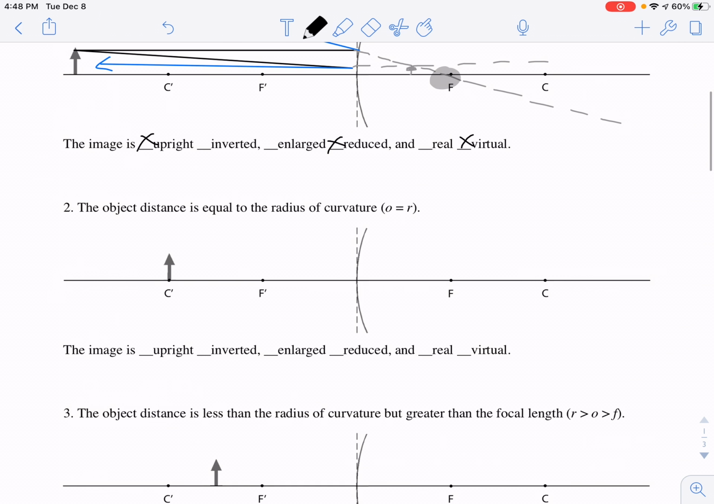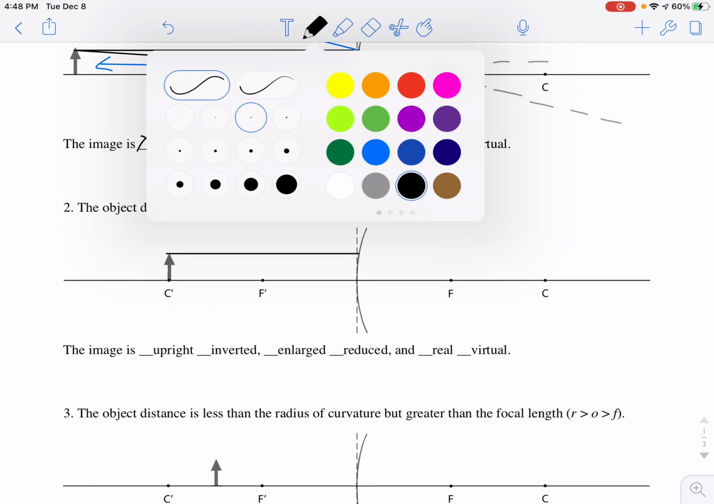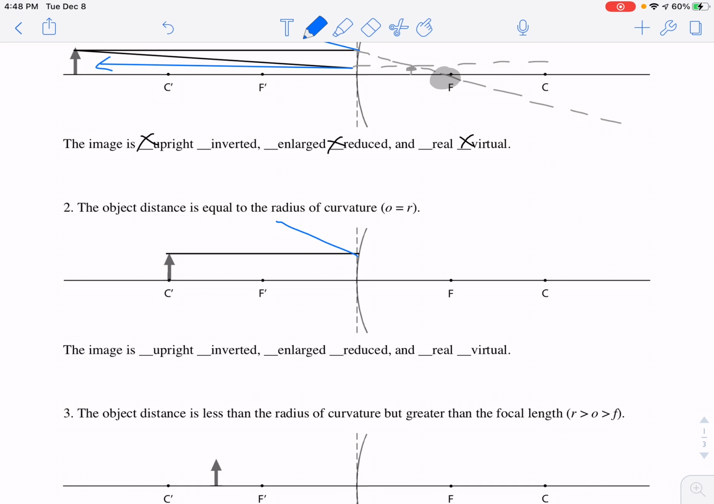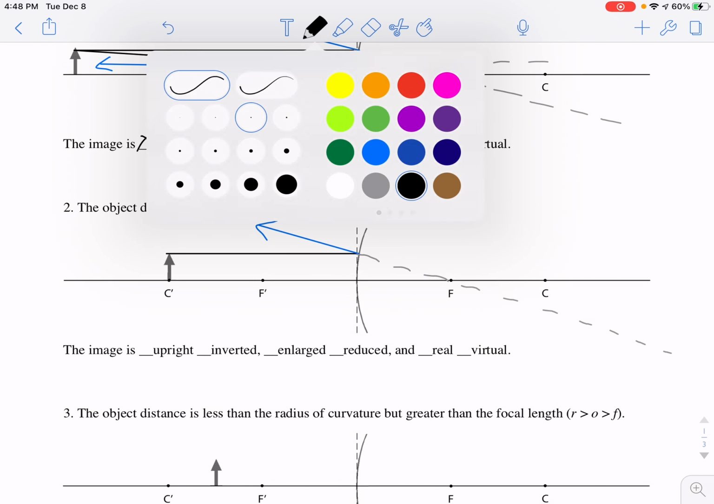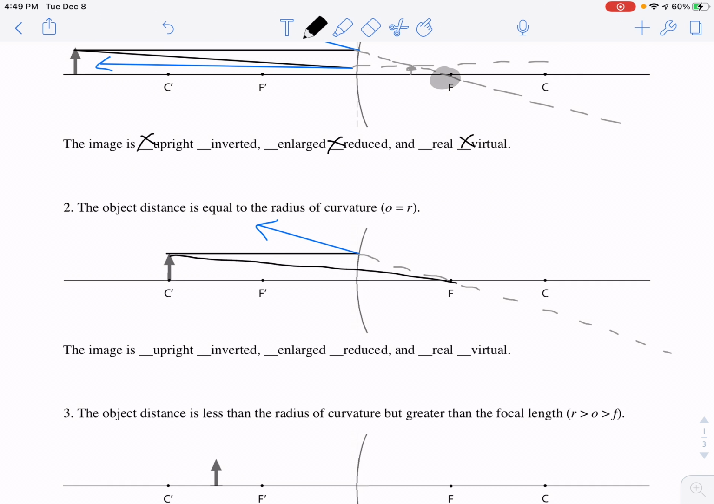Number 2. Now we move it a little closer. Parallel to the principal axis. We are going to reflect up at an angle such that the back ray goes back through the focal point, like that. Make it nice and long. The second ray desperately tries to go through the focal point, but doesn't reach it because there's a mirror in the way. And as soon as we get to the mirror, we're going to reflect it parallel. Draw your back ray.